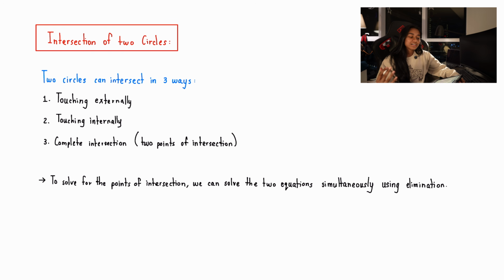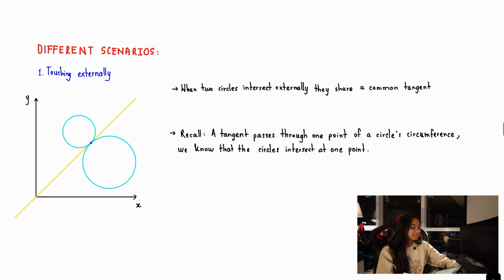The intersection of two circles. Two circles can intersect in three ways. The first being touching externally, the second touching internally, and thirdly, complete intersection. This means that there are 2 points of intersection. To solve for the points of intersection, we can solve these two equations simultaneously by using the method of elimination. So let's look at these scenarios. Let's visualize it a little.